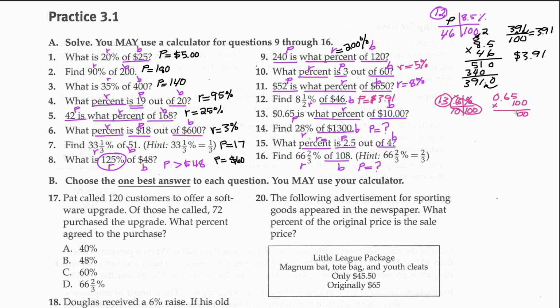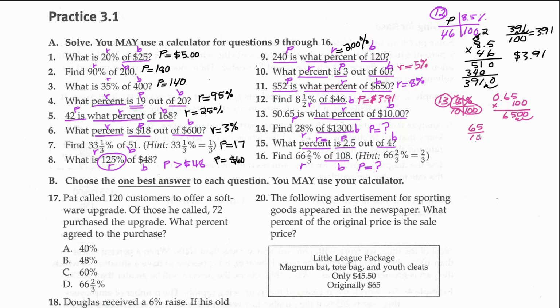1 times 5 is 5. 1 times 6 is 6. And then count my decimal place. My decimal place is 2 decimal places. So I'm going to move 2 decimal places. 1, 2. That means I have 65.00, or just 65.